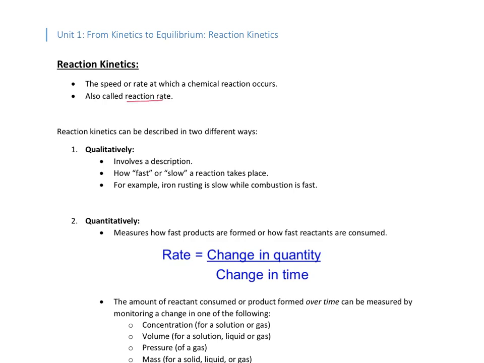Reaction kinetics can be described in two different ways, qualitatively and quantitatively. Qualitatively means describing it. For instance, how fast or slow the reaction takes place. It's something that you can witness and describe. Bubbles formed, iron rusts, and so on and so forth.